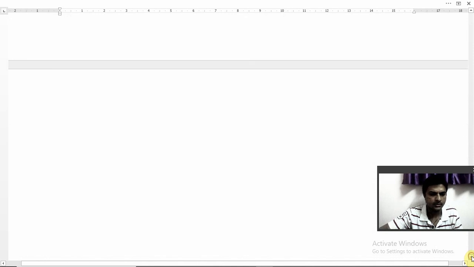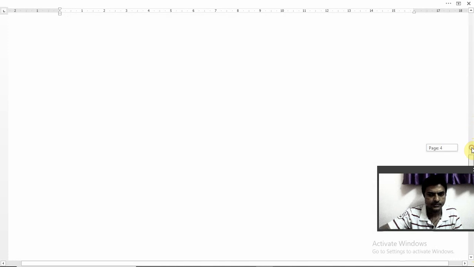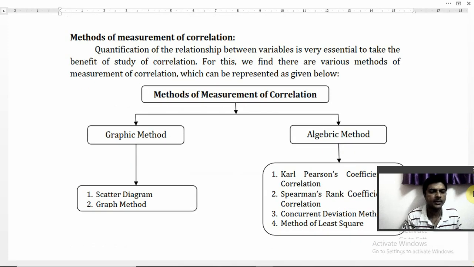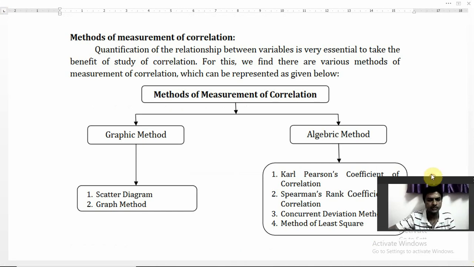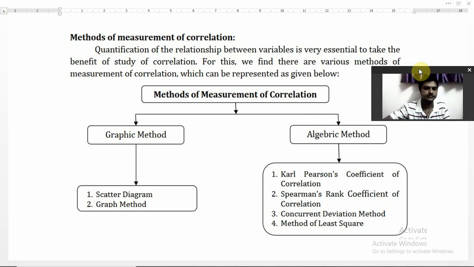So next, I just missed one slide. Yes. Next we have methods of measurement of correlation. How many methods are there? Yes, we have divided them into two parts. Just a minute. Okay.